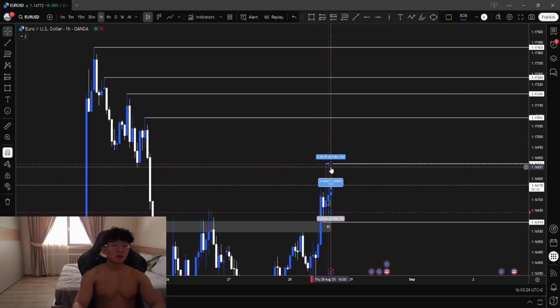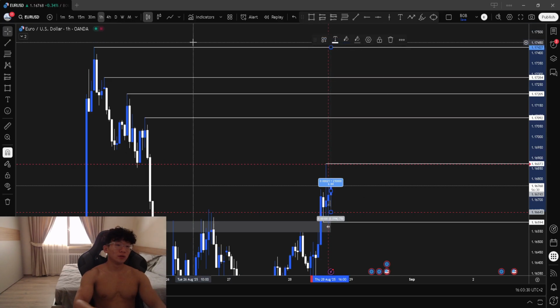So ideally, final position could be all the way up here, but I don't think it's going to be a quick one. So yep.